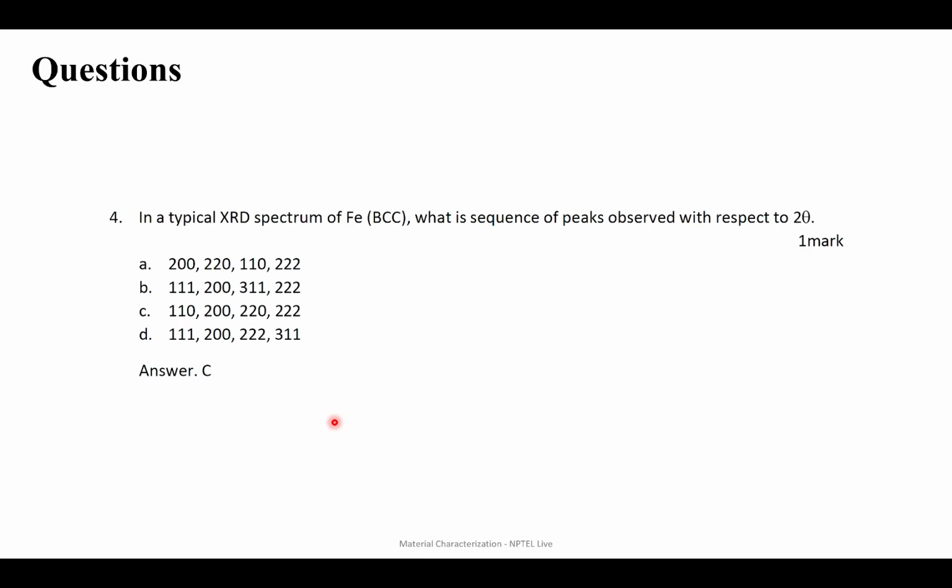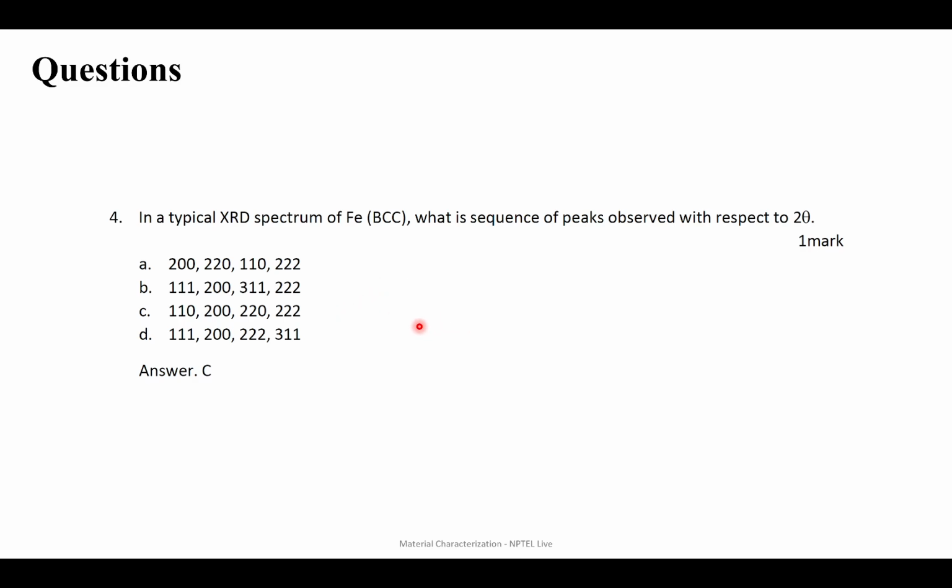So the answer to this will be C. As we talked about, diffraction rules depend on the lattice structure. For BCC, the diffraction rules are such that H plus K plus L should be even. If H plus K plus L is even, then only you will get a peak in the diffraction. If H plus K plus L is odd, then you won't get any peak.